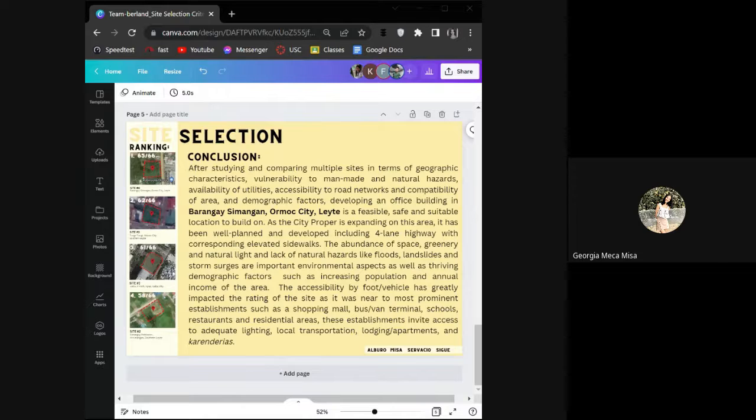The accessibility by foot or vehicles has greatly impacted the rating of the site as it was near to most prominent establishments such as a shopping mall, bus and van terminal, schools, restaurants, and residential areas. These establishments invite access to adequate lighting, local transportation, lodging, apartments, and carinderias. That's all, sir.